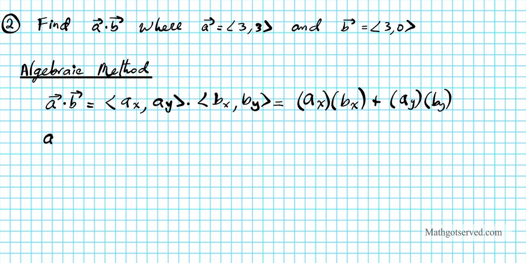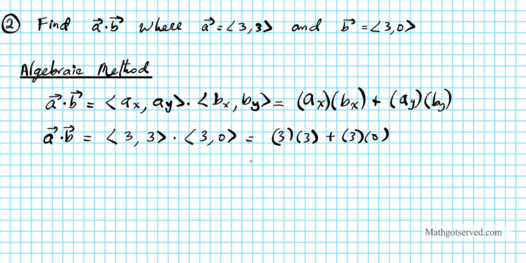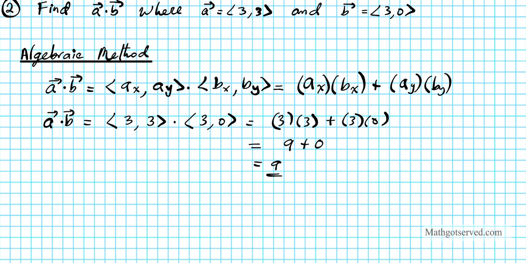A dot B, we have vector A is 3, 3, dotted with vector B, which is 3, 0. So we're going to have 3 times 3 plus 3 times 0. Alright, and then 3 times 3 is 9, plus 3 times 0 is 0. We have 9 plus 0 equals 9. Okay, so this is the dot product of the two vectors. So what does this mean? What is the meaning of this result?